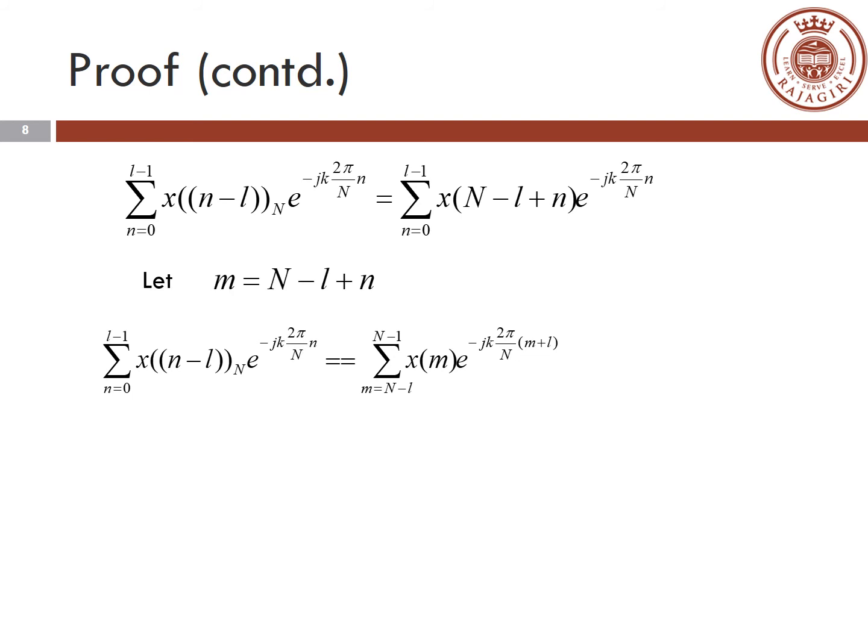right now, and e raised to minus jk 2 pi by N. Small n should not be there. Instead I have to write it as m minus N plus L. Okay. So here this should have been m minus N plus L.